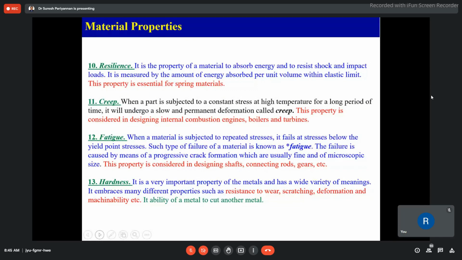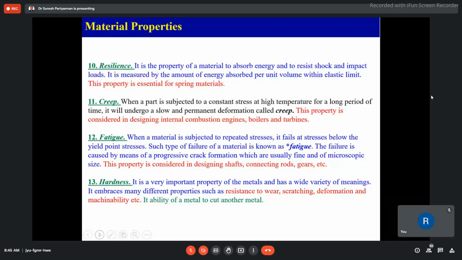For a simple example, when you take a spring and apply a load, what will happen? The spring should deflect, right? When you apply the load, the spring stores the energy. When you release the load, the spring should come back to its original shape and simultaneously release the energy. Storing and releasing energy is a very important property of the spring, right? Hence, the modulus of resilience is a very important property.